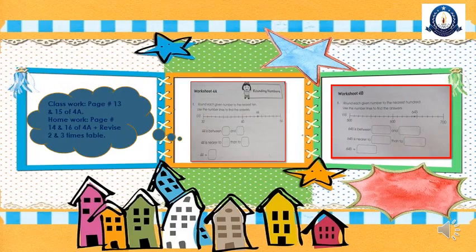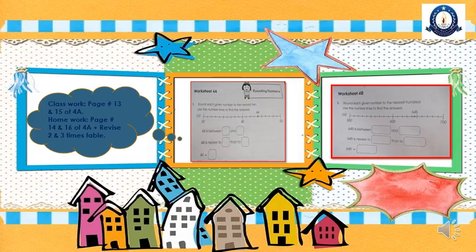I hope it's clear how to round off to the nearest 10 and 100. Now you must be able to do your classwork and homework efficiently. So let's see what is classwork. Classwork is page number 13 and 15 of 4A, and homework is page number 14 and 16 of 4A, plus revise 2 and 3 times table. Please revise tables every day.